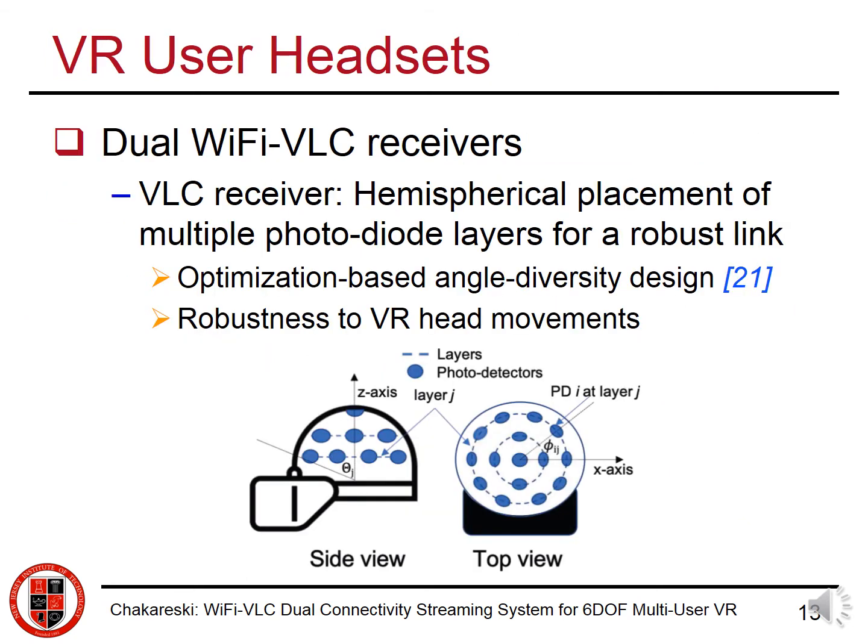We equip the VR user headsets with dual Wi-Fi VLC receivers. The VLC receiver comprises a placement of multiple photodiode layers along the upper hemisphere of a headset for a robust VLC link, and it is illustrated at the bottom of this slide. We use an optimization-based angle diversity approach to carry out this design, benefiting from our recent related advances, and this enables robustness to VR head movements.